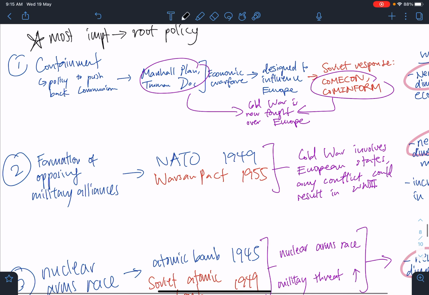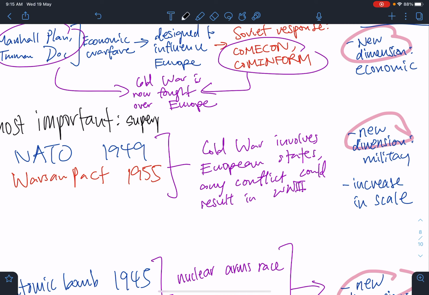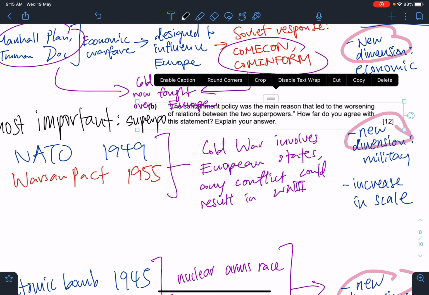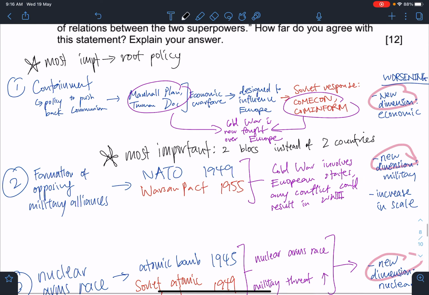Very good. I could also say the NATO versus Warsaw Pact is the most important, because what does it do? It moves it from simply superpower versus superpower. Instead of just two countries, I now have two blocks instead of two countries. So that is the main issue, that it has made the Cold War go global. That is the answer that I would provide. Okay, so that is how you frame your question.